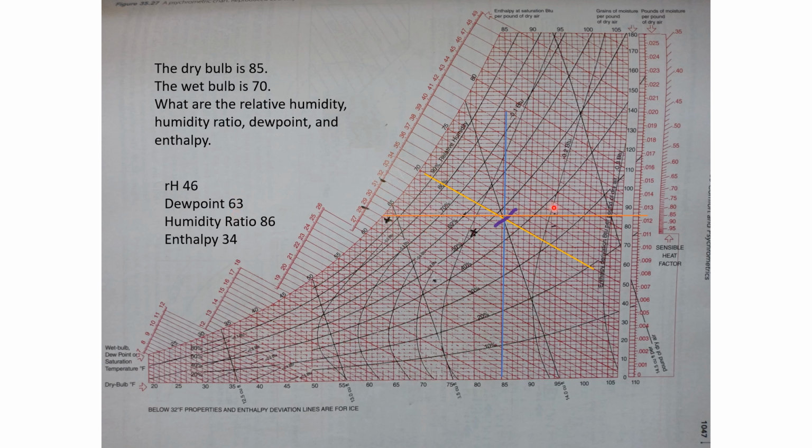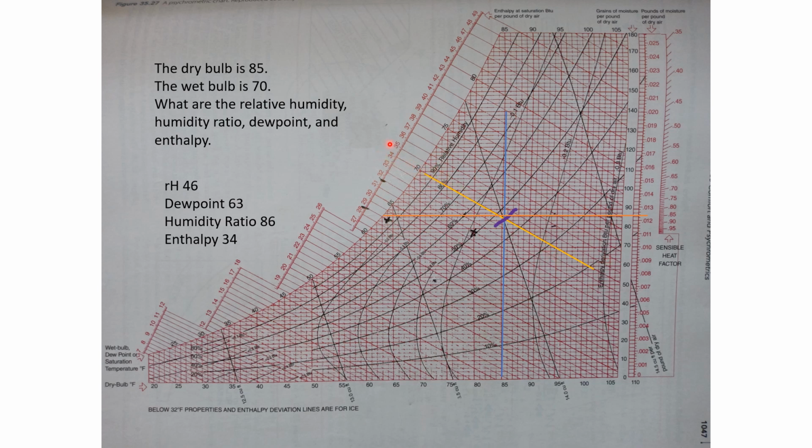We ended up with our humidity ratio over here, which was somewhere around 86, yeah, about 86. And then if we carry this on out, we'll see our enthalpy is about 34. Okay, so you just carry that line straight on out.